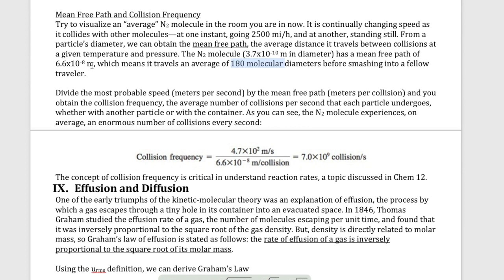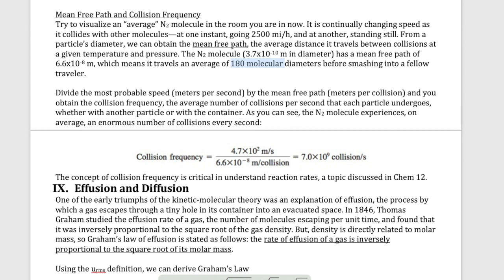into another one, right? So let's say you're 5.5 feet tall, okay? If you multiply that by 180, you would have to travel 1,000 feet in any direction before you see another human being. That's kind of the idea of this mean free path. So this is specifically with respect to nitrogen.